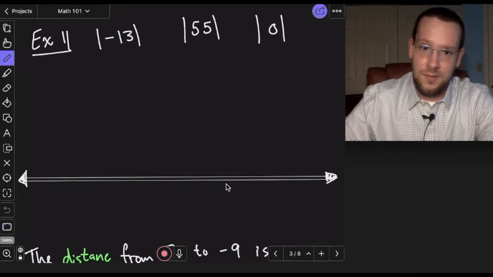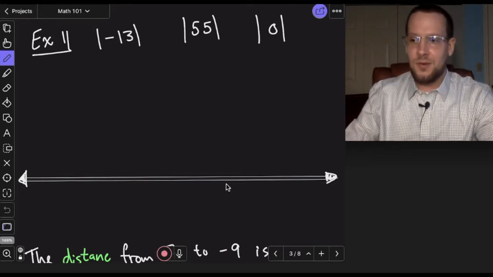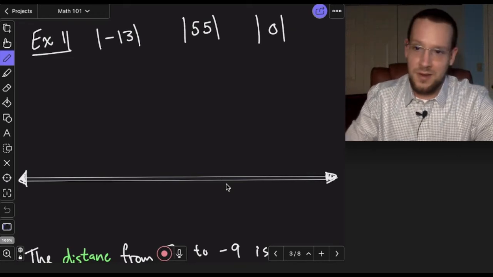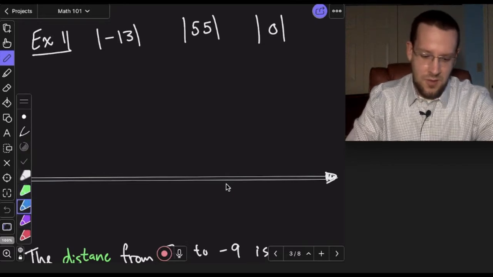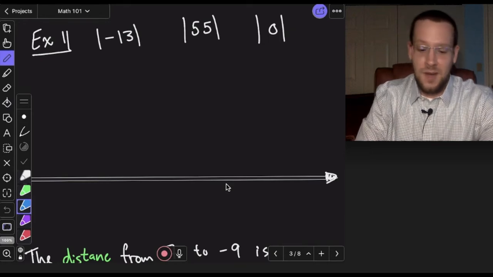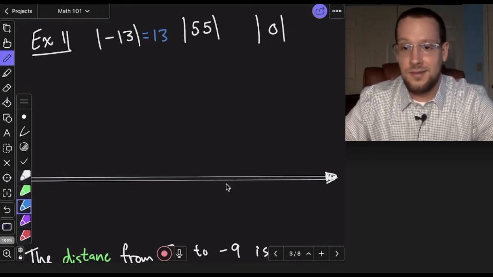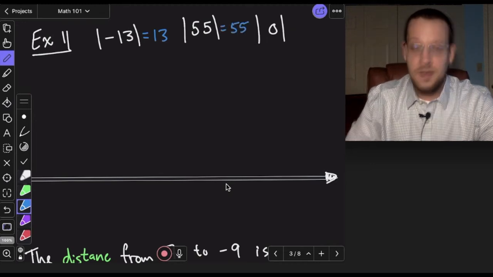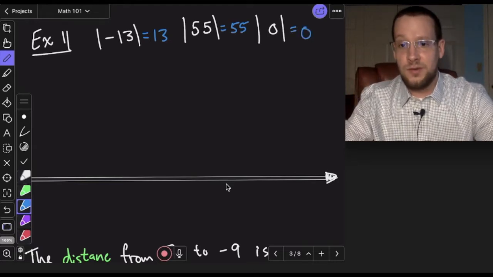Absolute value. This is something that we've all seen before. What we're going to focus on is going over some of the rules and refreshing our memories with what this actually means. For most of us, when we see something like the absolute value of 13, we know that absolute values are always positive numbers. So the absolute value of negative 13 is just 13, the absolute value of 55 would be 55, and the absolute value of 0 is, of course, 0.